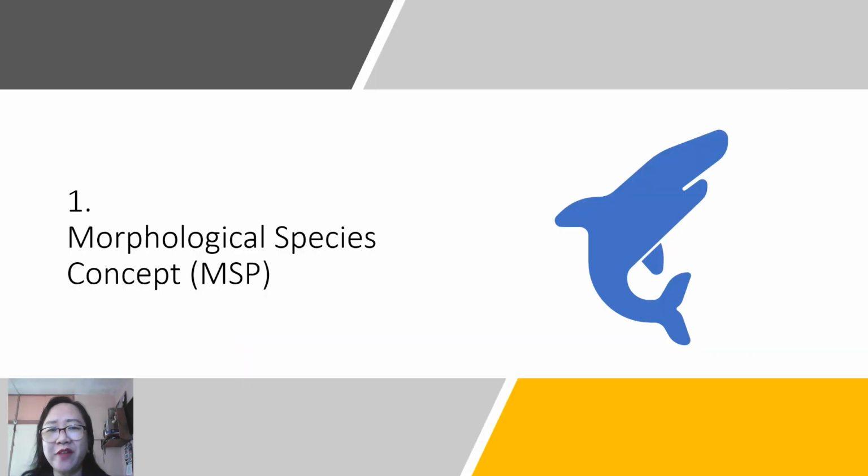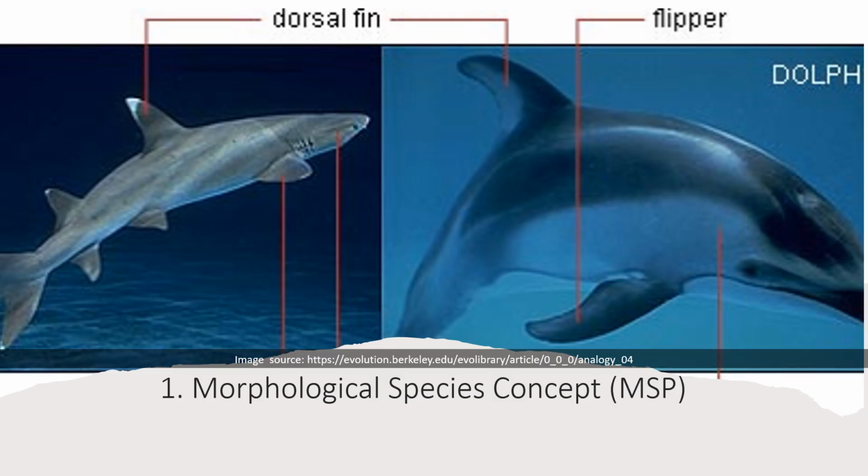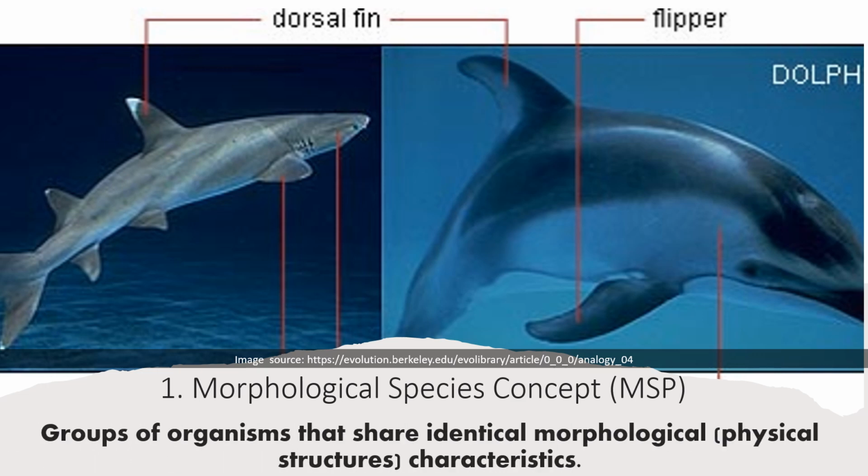Let us study the morphological species concept or MSC. According to the morphological species concept, species are groups of organisms that share identical morphological or physical structures or characteristics. For instance, a shark and a dolphin shown in the picture possess similar features because of the environment they live in. However, sharks are more related to rays and other fish, while dolphins are more closely related to whales and mammals. Although their differences are certainly substantial, for example, sharks are cold-blooded and dolphins are warm-blooded.